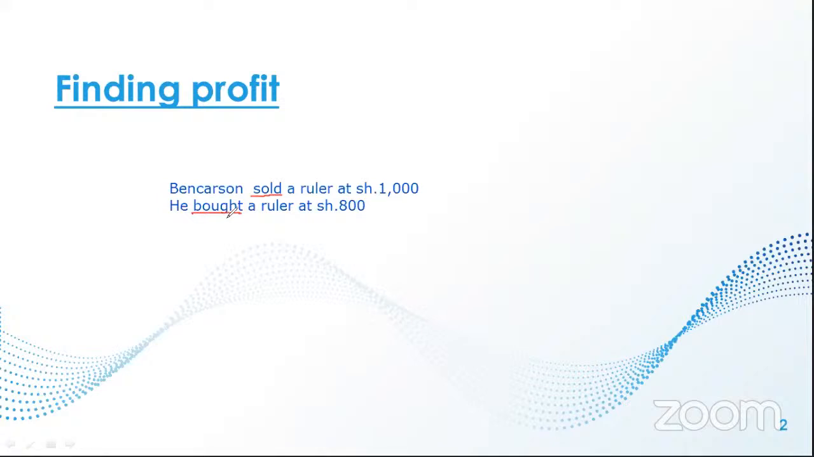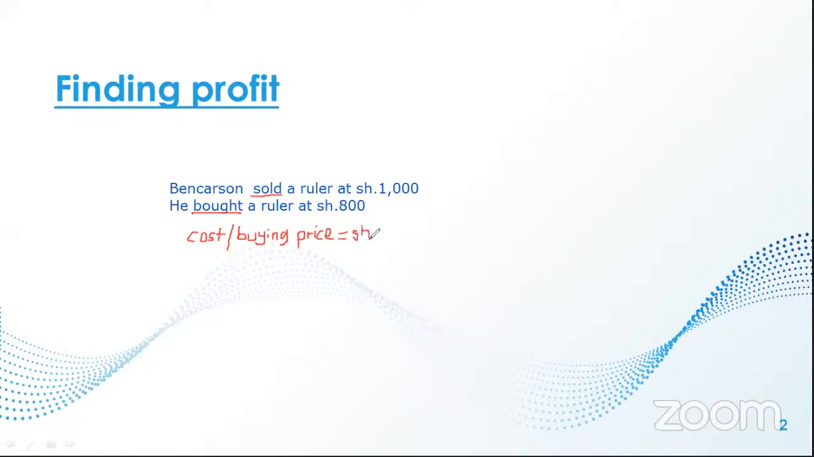So when you buy something, that item you have bought, the money that you have used, that money we call cost price. You can call it cost price or you can call it buying price. Ben Carson, are you following? Yes, teacher. Okay, Ben Carson, I think you have some background teaching. So in this question for Ben Carson, his buying price is 800 shilling.